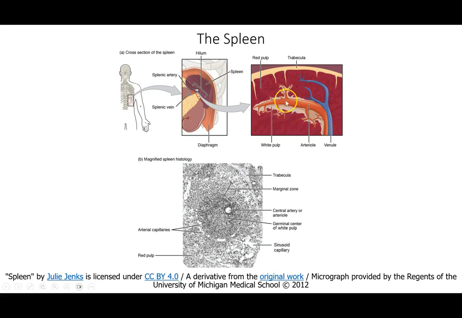We also have a marginal zone, which is the transition between red and white pulp. And that is where some of those functions will mix. So this isn't a super defined marker in between these two areas. There is a little bit of that transition area.